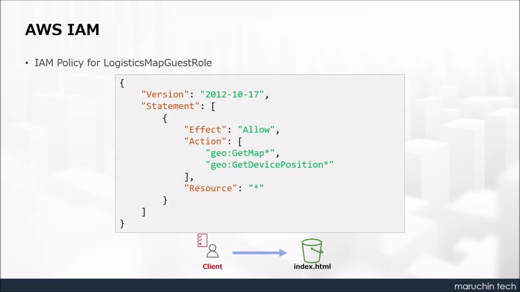Here is the IAM policy we will grant to the user. Technically, we are granting a specific IAM role named the Logistics Map Guest role to the guest user authenticated by Cognito. We attach the policy to this role. The actions starting with geo represent permissions for Amazon Location Service.